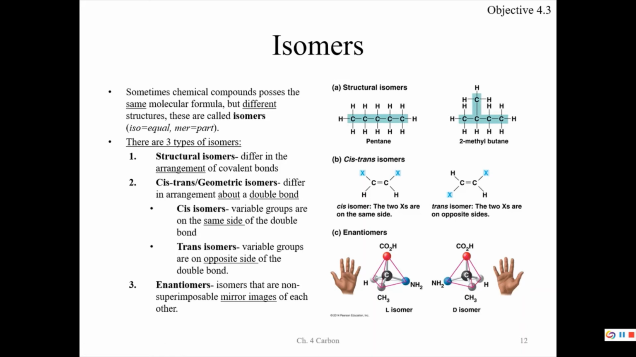This is different, but somewhat the same. Same use of the same prefix. Cis is the 2 little groups. We call these variable groups. You could use R or X or whatever you want to stick on there, whatever you want to call it. If they're on the same side of the double bond, they are called a cis isomer. If it switches to the other side, we call these trans isomers.